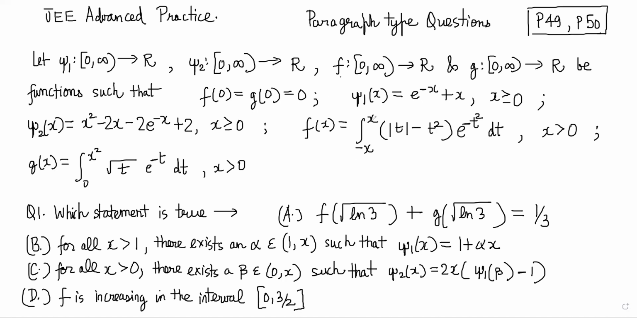f(x) is defined via a definite integral from -x to x of (|t| - t²)e^(-t²) dt. And this is again for x positive. Similarly, g(x) is also defined as an integral. Now the question is asking us which statement is true. f(√ln 3) + g(√ln 3) is 1/3. And then we have two statements about psi1(x) and psi2(x). So we'll look at each of these options one by one.